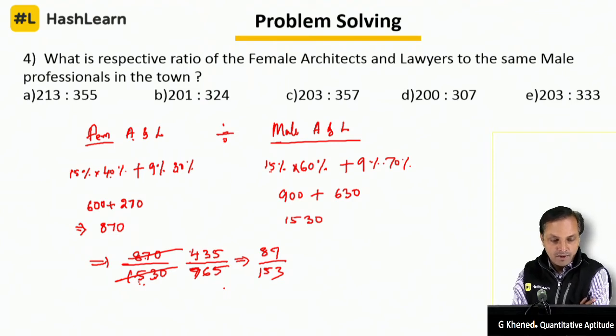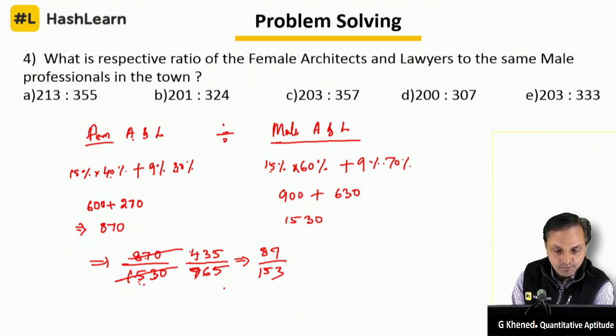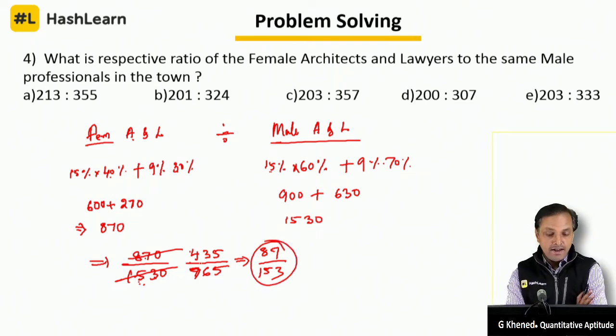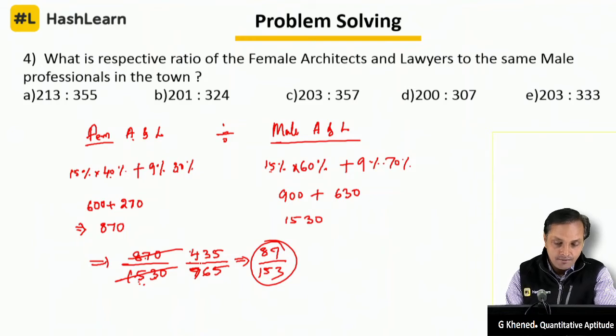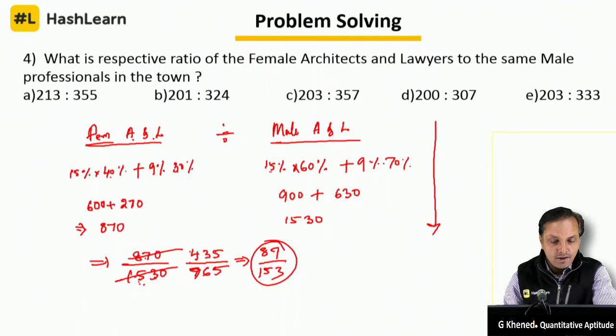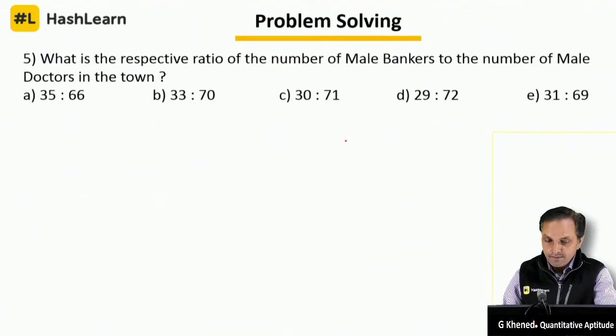So 87 by 153 is not in the options. I think there may be some cross verification needed in the options. For the timing, you can take the ratio as 87 by 153, there is an option missing to be corrected. You can take the ratio to be 87 is to 153, the method is same, female architects and lawyers divided by male architects and lawyers. Okay, you can please do the changes in the options. We shall go to the next one.